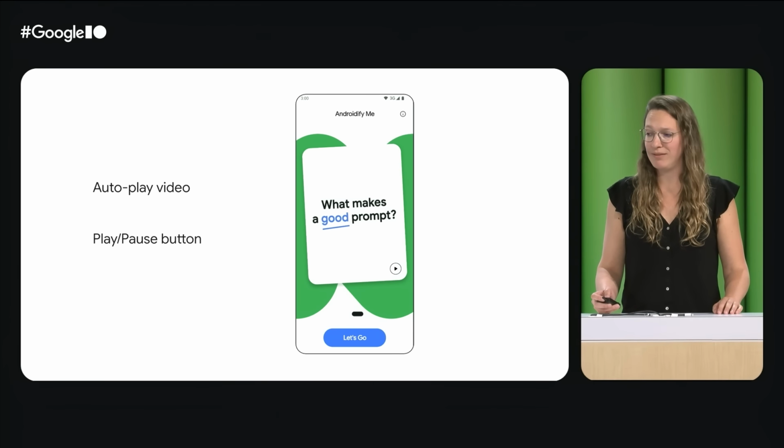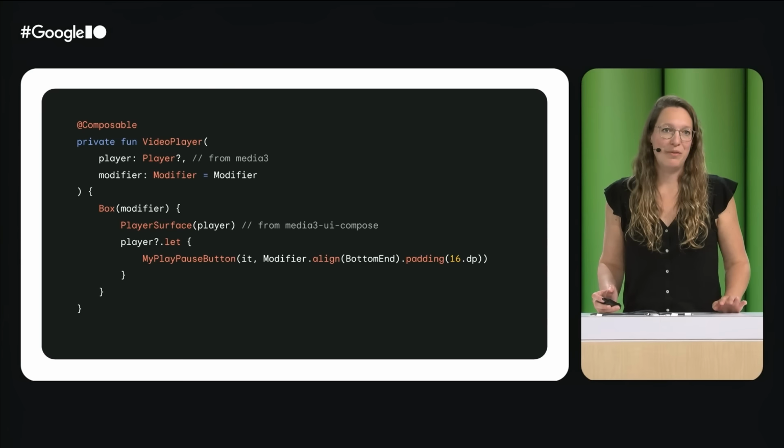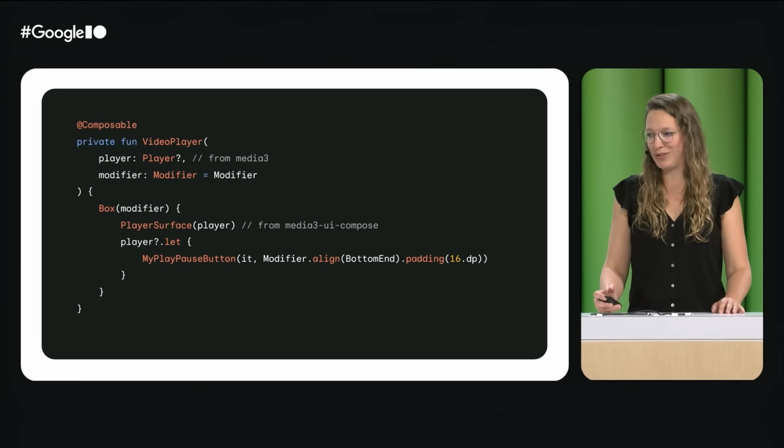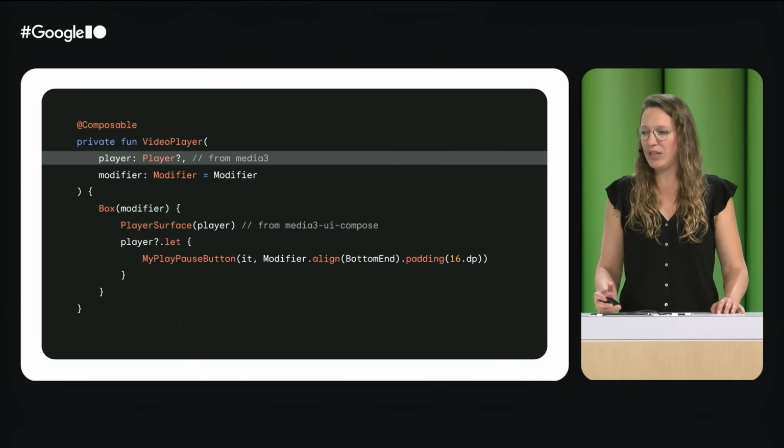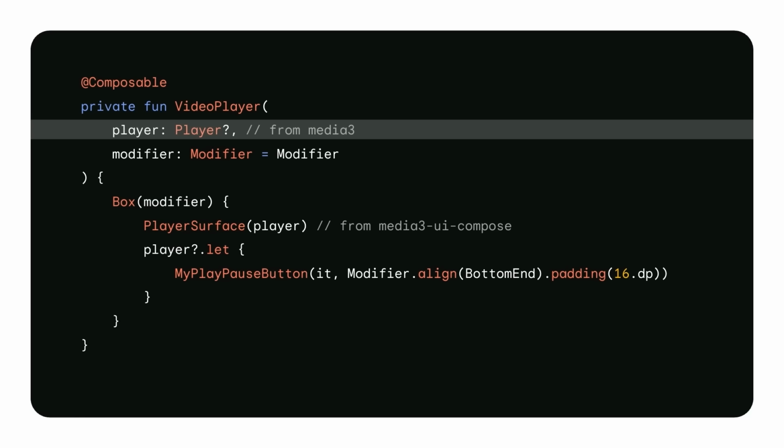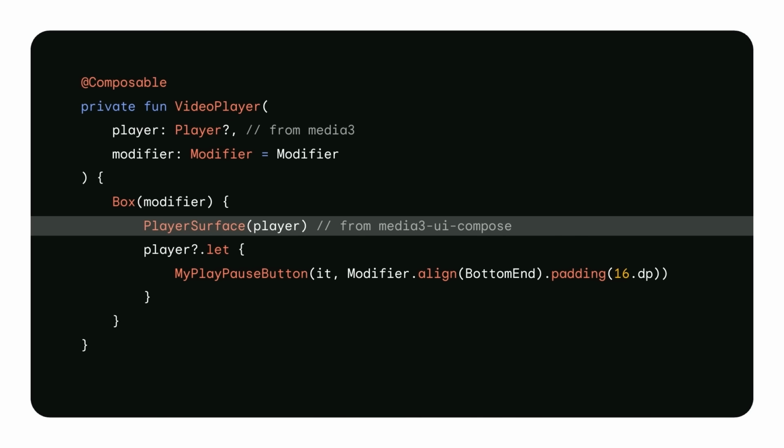Let's implement it. We start with a video player composable in our sample app. And what you see is that we're passing in a player instance, which is coming from the Media 3 library. Then what we do is we simply forward this player instance to the PlayerSurface composable as part of the new artifact. And that surface composable actually takes care of the rendering. Nothing we have to do.